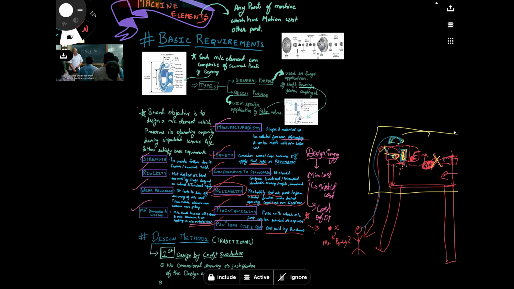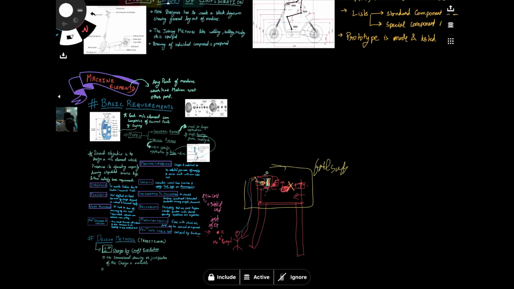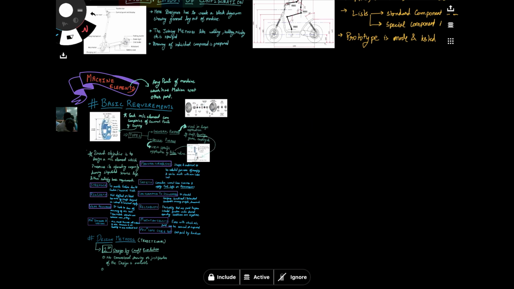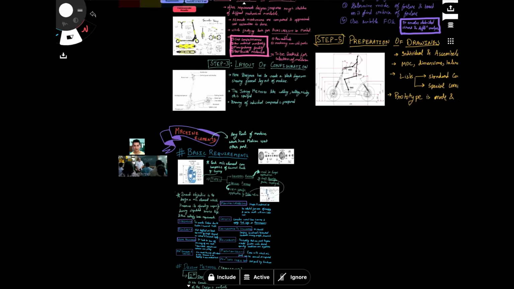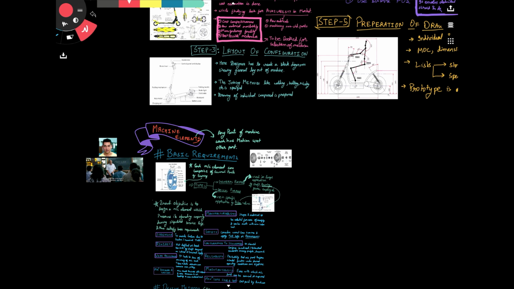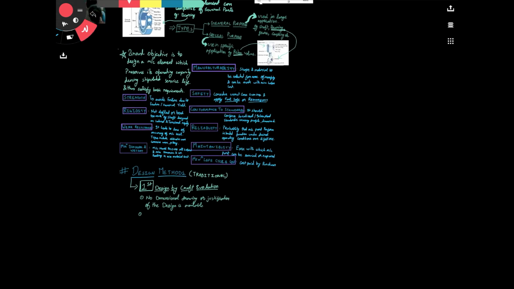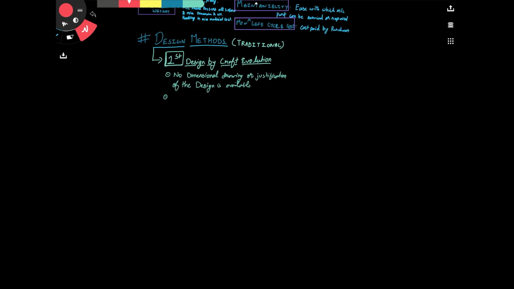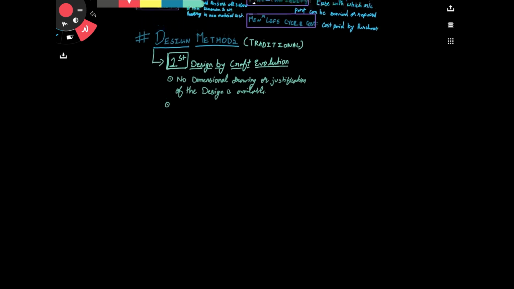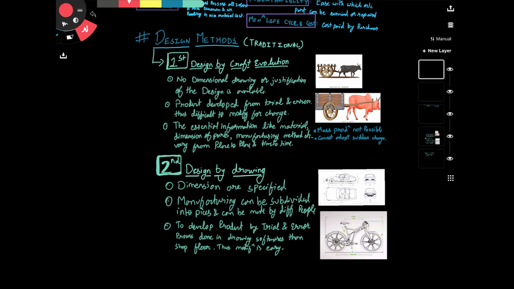Okay, so by that, overall we have completed the basic requirements a machine element should possess, and we discussed different examples and different meanings also. Now next in line is the design methodologies. In this, we are going to discuss the traditional method and the actual method that we use today. Okay, moving on, designing methods.